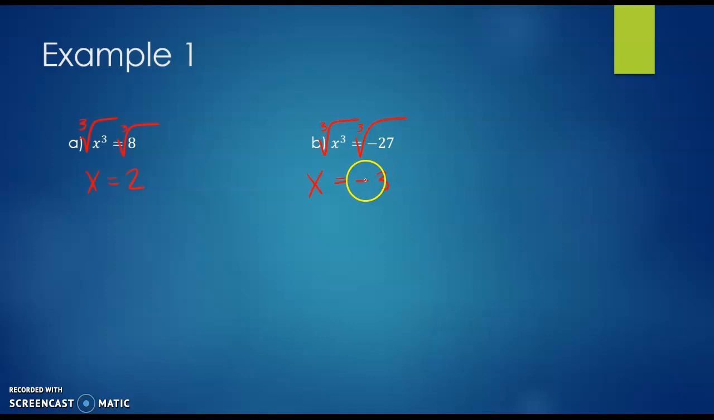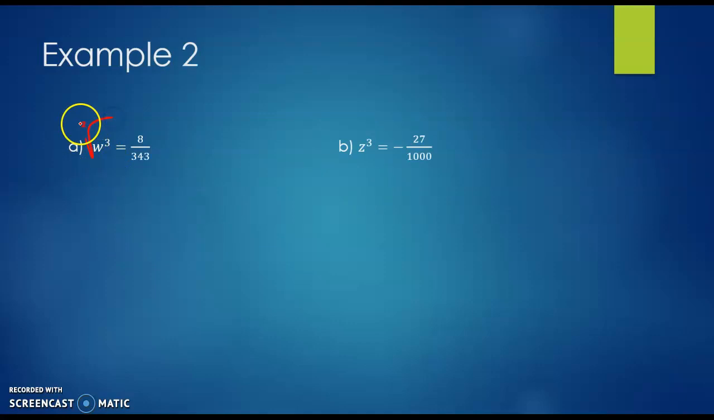Again, what I do to the left, I do to the right. And we are cube rooting because that is the opposite of cubing. All right, fractions, again, when we work with fractions, cube root top, cube root bottom. So in this case, w will equal 2 over 7, because the cube root of 8 is 2, and the cube root of 343 is 7. And so that's our final answer on that one.